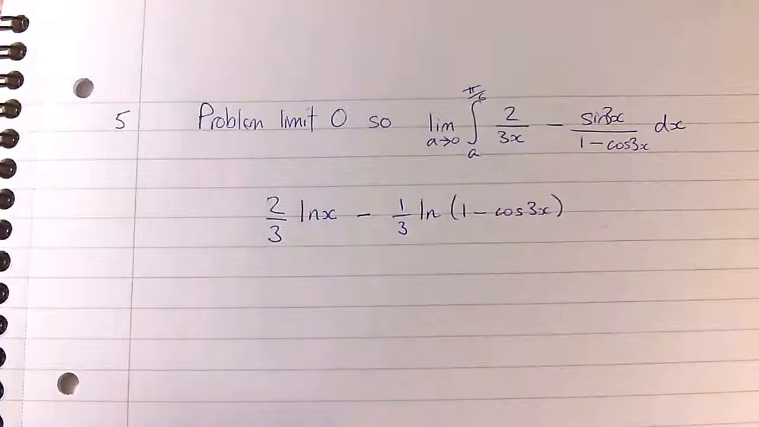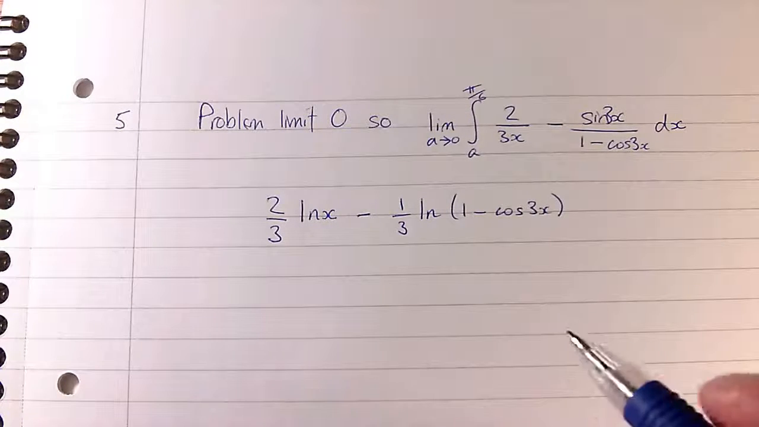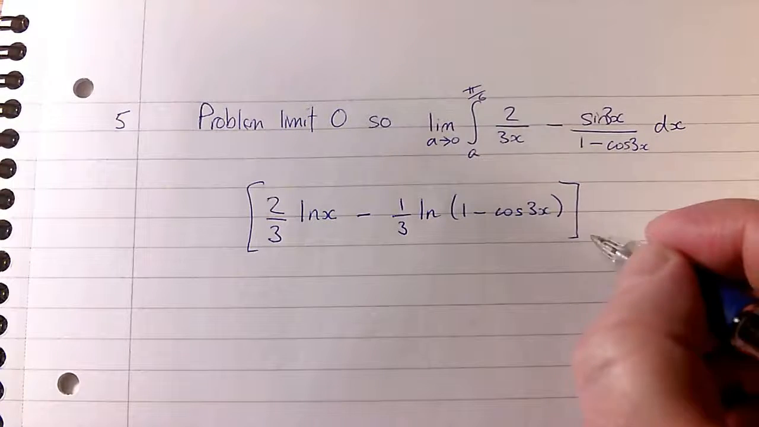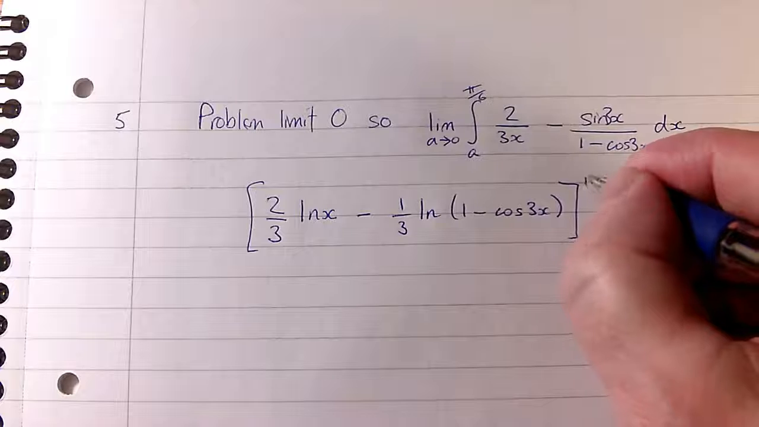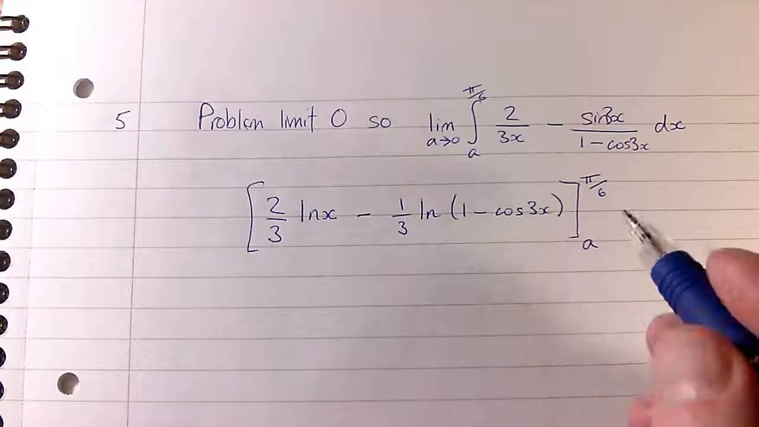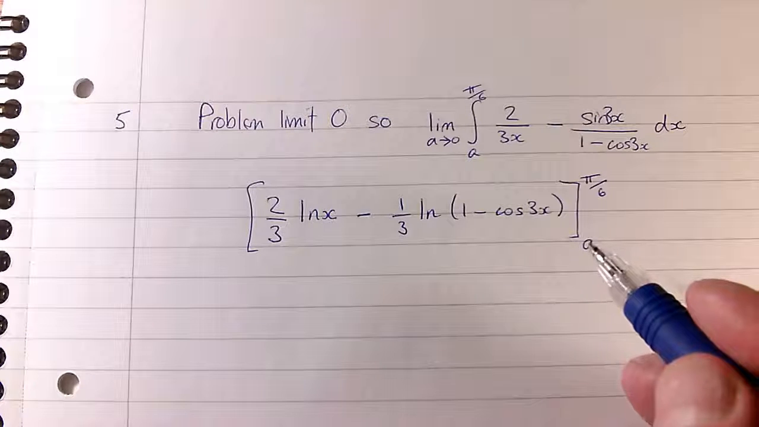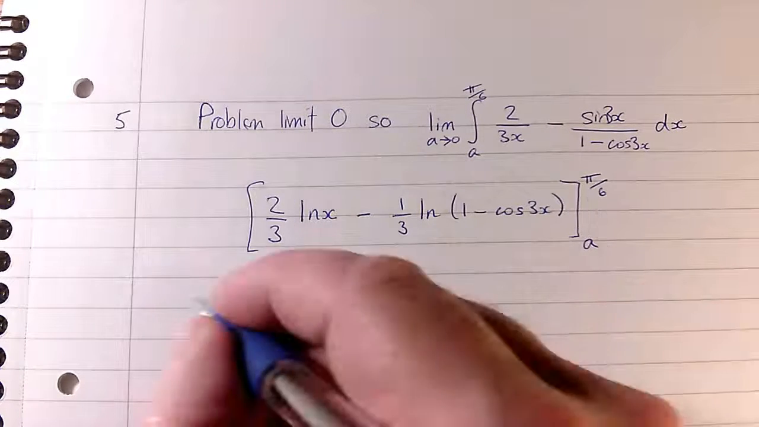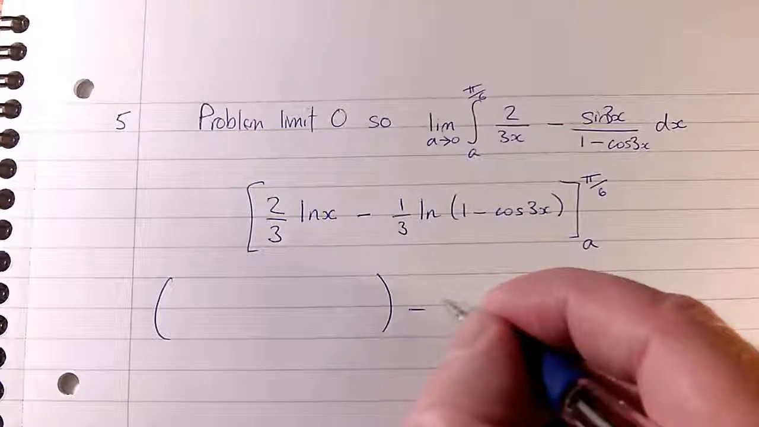Well, we don't need any of those modulus signs. Only put the modulus signs in your logs if you find yourself ever taking log of a negative number. So we're going to go from a to pi by 6. Good. So put in the top limit, pi by 6. I'm going to have a bracket minus another bracket.